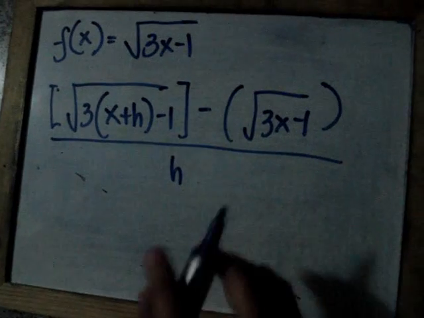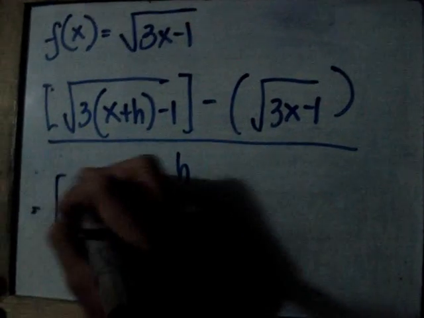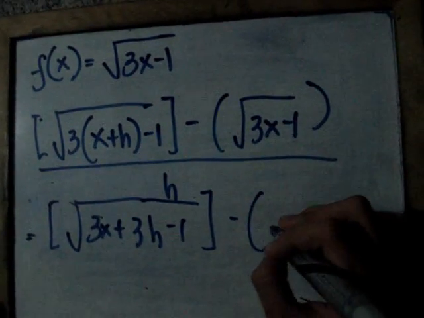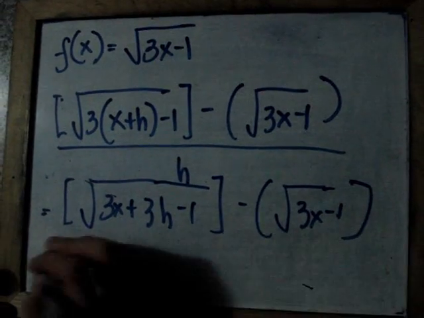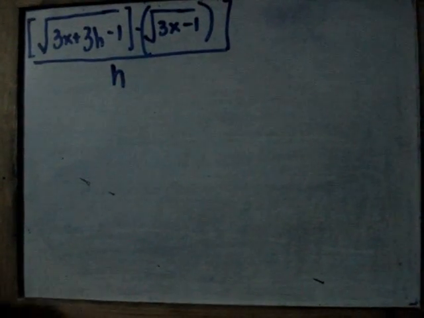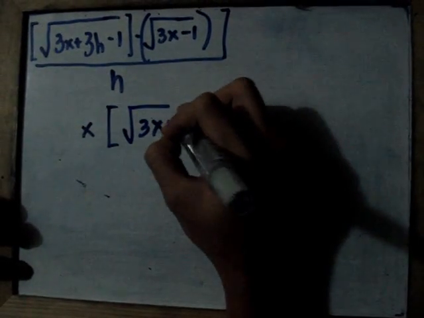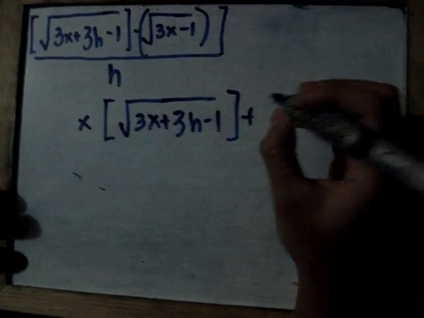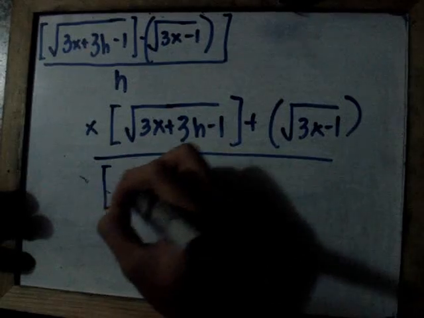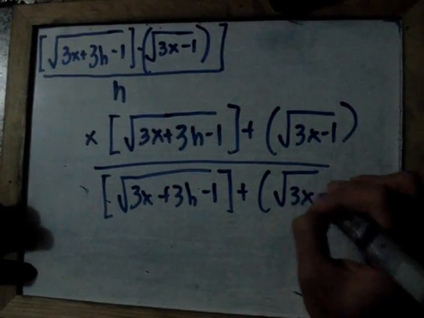Then, let's distribute 3 to the x plus h. The equation will become square root of 3x plus 3h minus 1 minus square root of 3x minus 1 over h. After distribution, we're going to find its simplest form. In finding its simplest form, we're going to multiply this by square root of 3x plus 3h minus 1 plus square root of 3x minus 1 over square root of 3x plus 3h minus 1 and again plus square root of 3x minus 1.